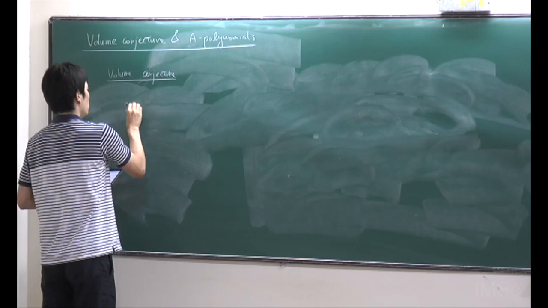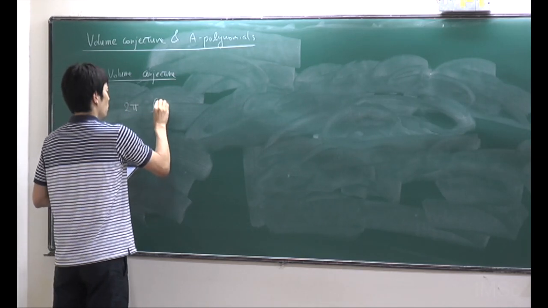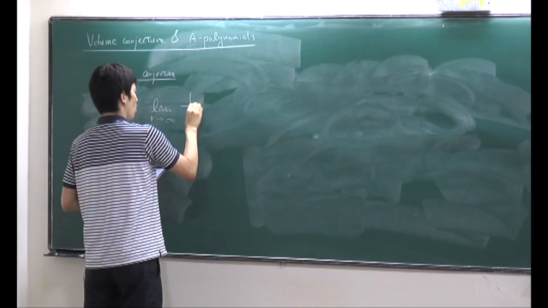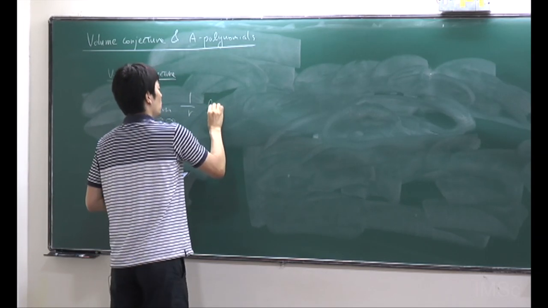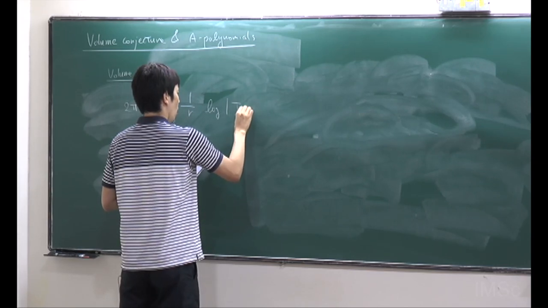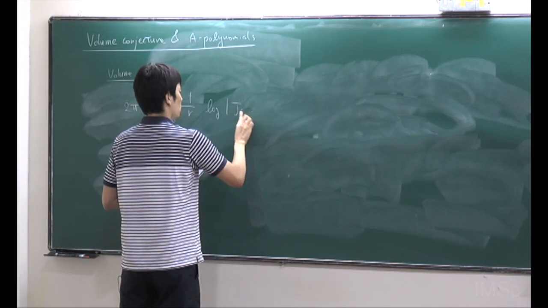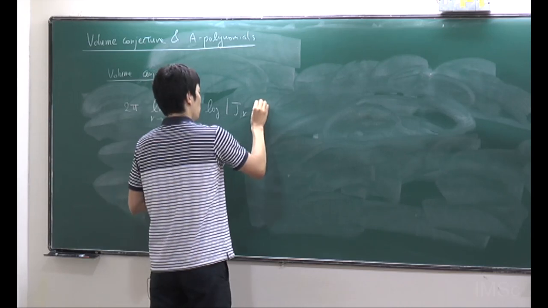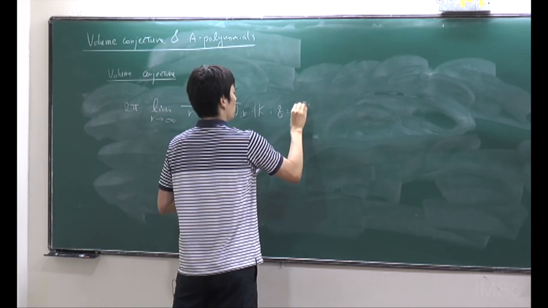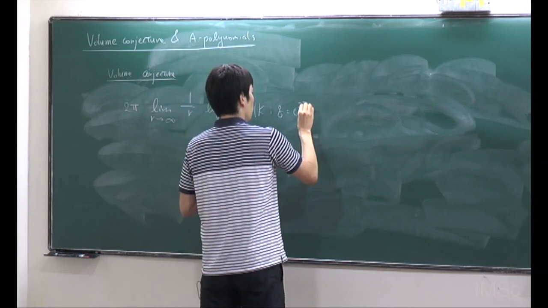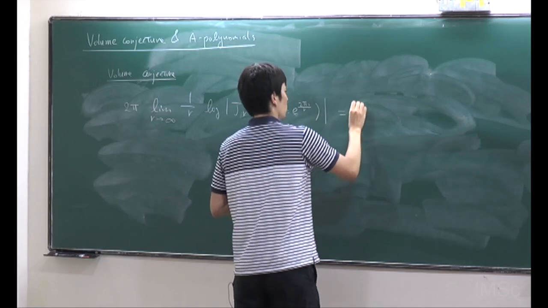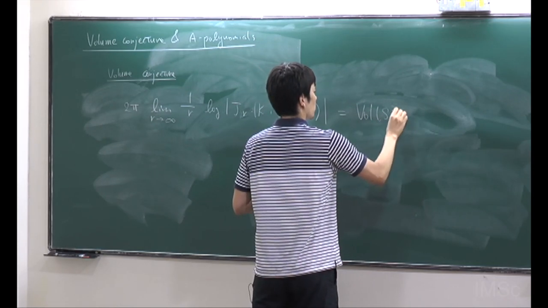So let me just write down the statement. The limit as R goes to infinity of 1 over R log of J_R, which is equal to the volume of S3 minus K.